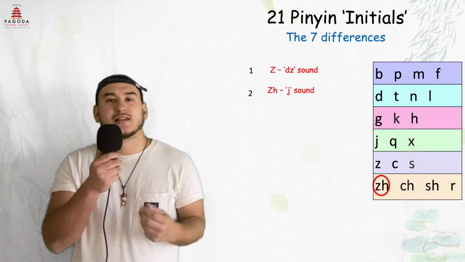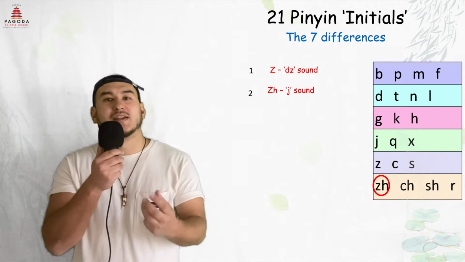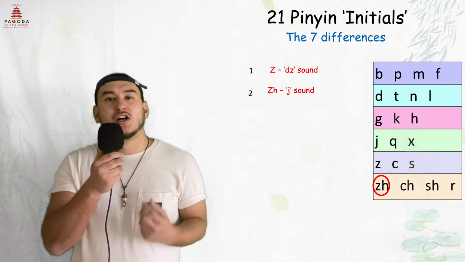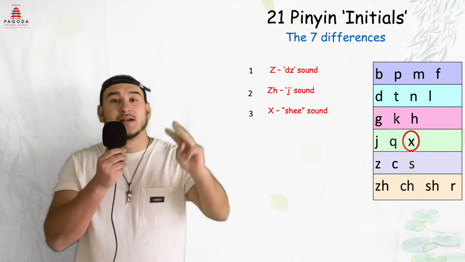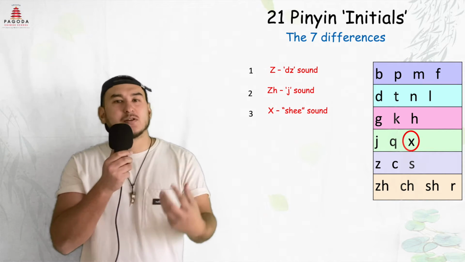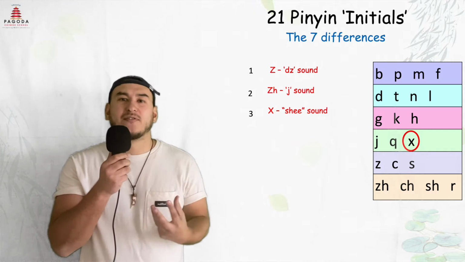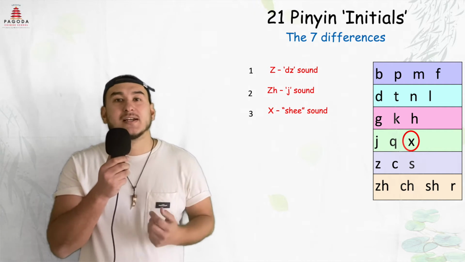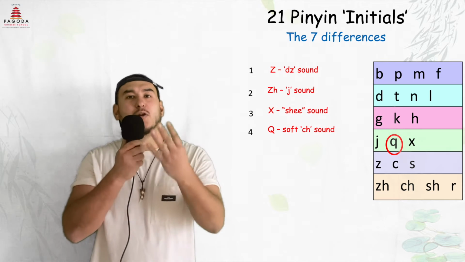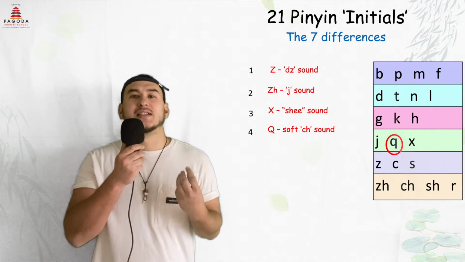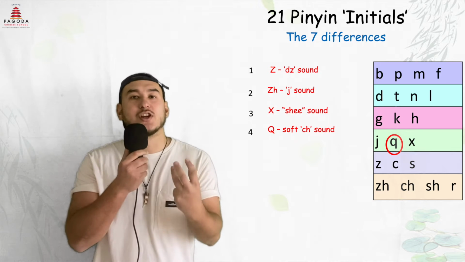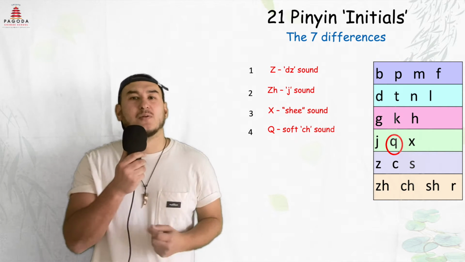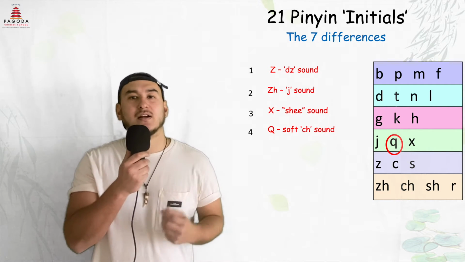Number 2, the letters Z, H, J. So this sounds like the letter J in journey, however with the tip of the tongue curled further back. J. Number 3, Xi. So this sounds a little bit like the she in sheep, however a little bit softer and the tip of the tongue touches the lower front teeth. Xi. Number 4, Qi. So this sounds a little bit like the CH in church, but a little bit softer with the tongue close to the back of the teeth.